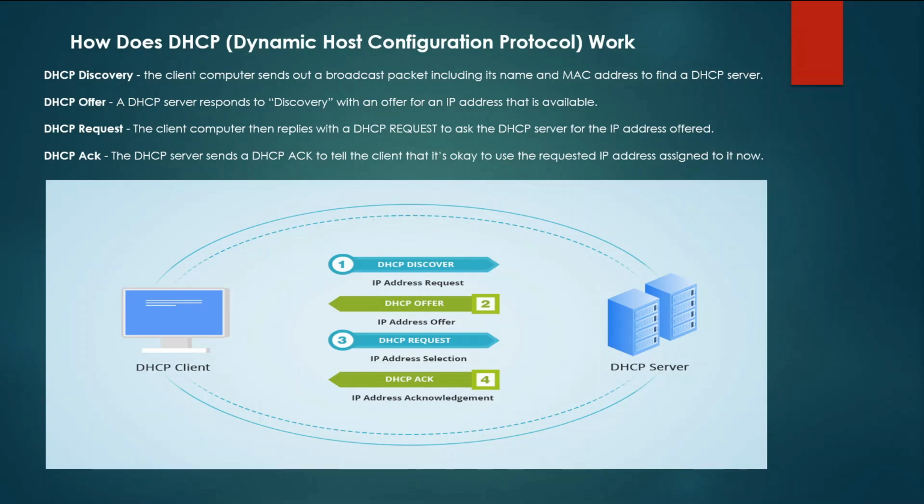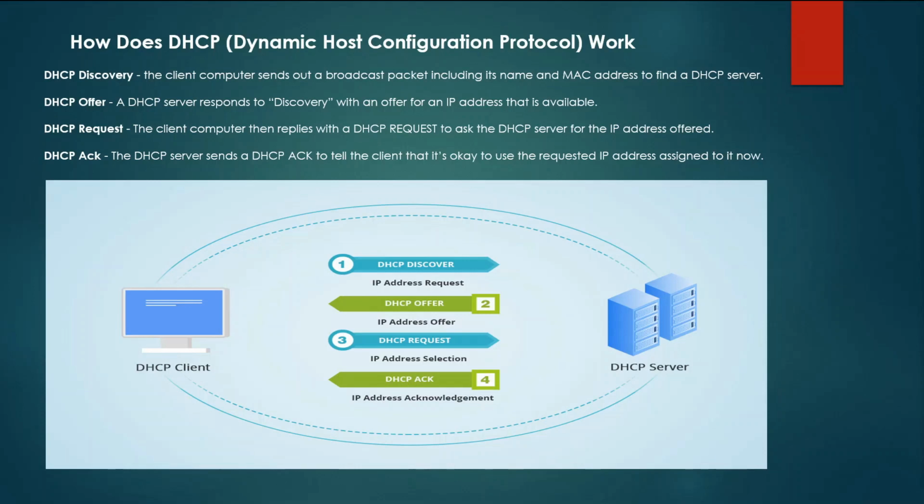The DHCP server, in step number 2, will respond to this discovery broadcast packet with an offer of an IP address that is available in the scope. So the DHCP server will tell the client, the computer asking for an IP address, that here I have an IP address available and I can give you this offer.